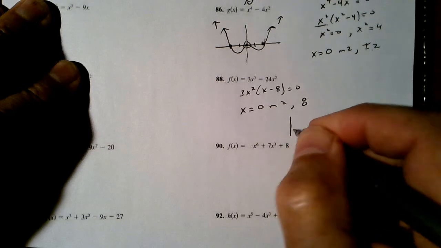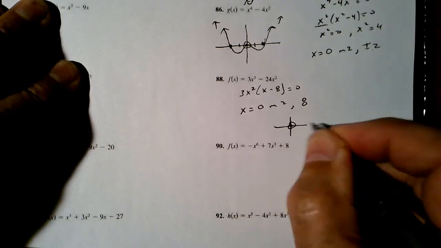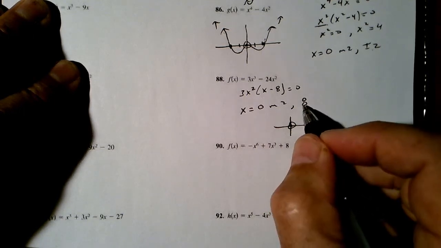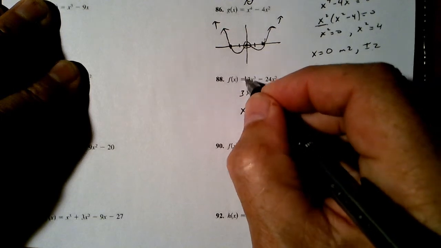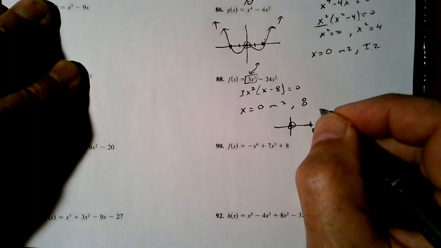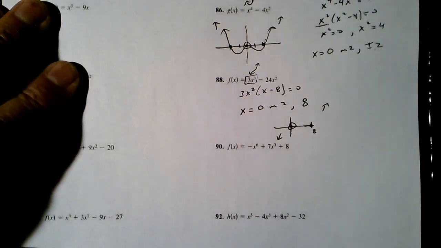So our graph is going to have a 0 at 0, it's a double. It's going to have another 0 over here at 8. It's a single, and ultimately we're positive to the third. Ultimately the graph wants to rise to the right, fall to the left.